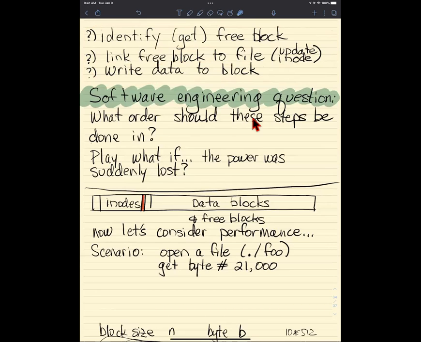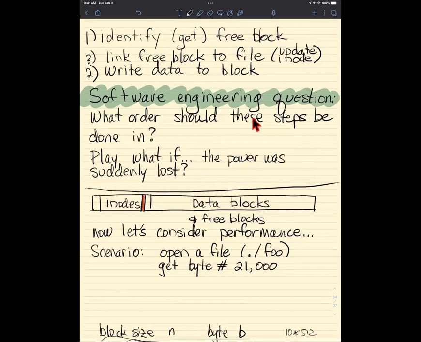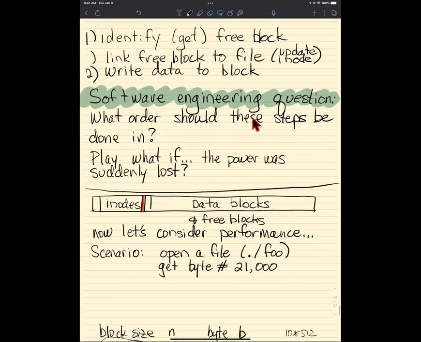What order should they come in? I think it's identify the free block, write the data to the block, then link it to the inode, or link it to the file. All right, well, let's try that. Okay, good. And Noah, what do you think comes next? Yeah, identify, then write the data. Then write the data to the block. Okay, and then that would make this one number 3, correct? Yeah.